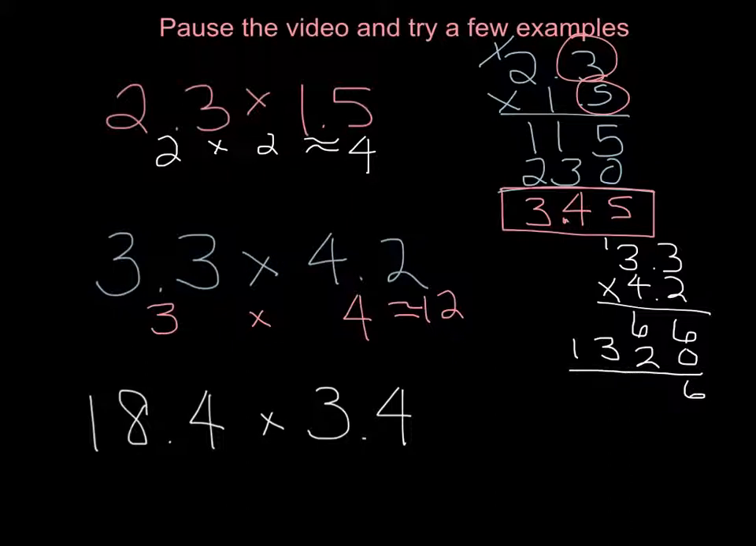So we end up with 1,386. Again, with 2 placeholders, and so it is 13.86.